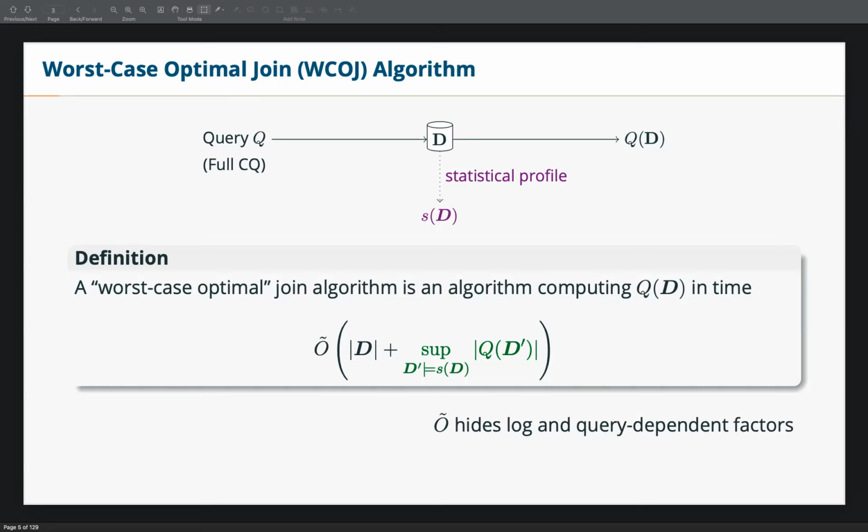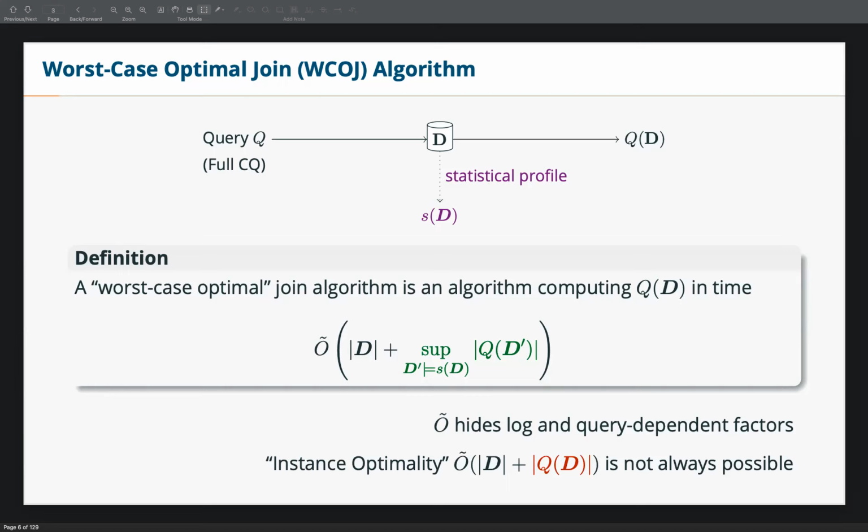All right. Now, this is a theory course, so I'm going to highlight some of the log factors and some query dependent factors. In practice, these cannot be ignored. But in this lecture, we'll ignore those factors. And you may have a question about whether or not this notion of optimality is even necessary. Is there something better than this? Why are we even studying this?